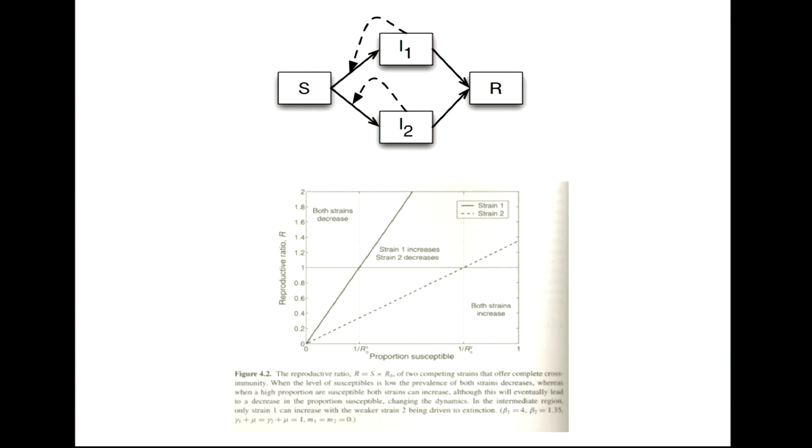And one can look at the proportion that are susceptible versus the reproductive ratio and see which strain wins out in different regimes. There are regimes in which both strains win, both strains lose, and one increases at the expense of the other.